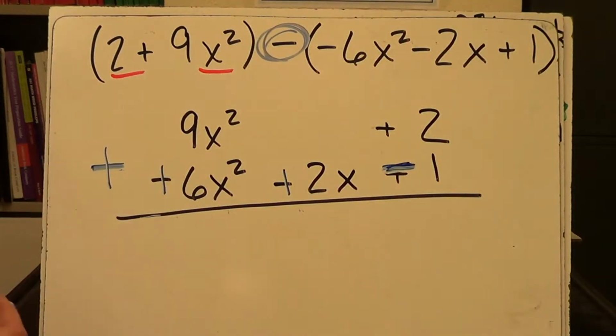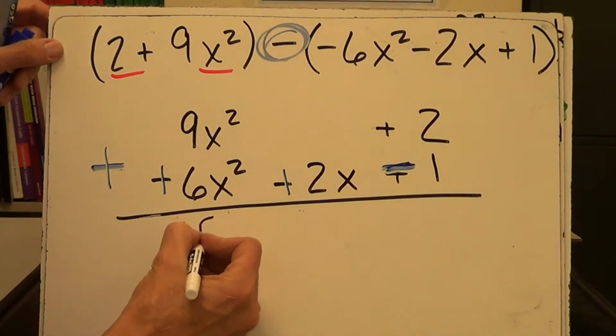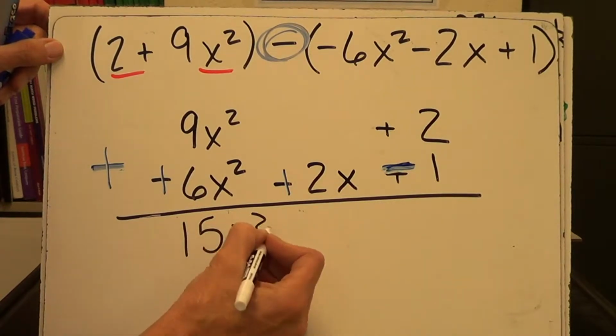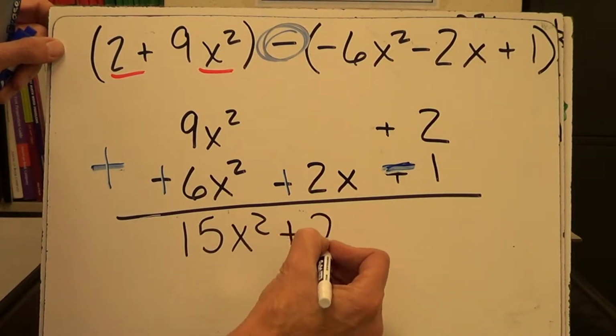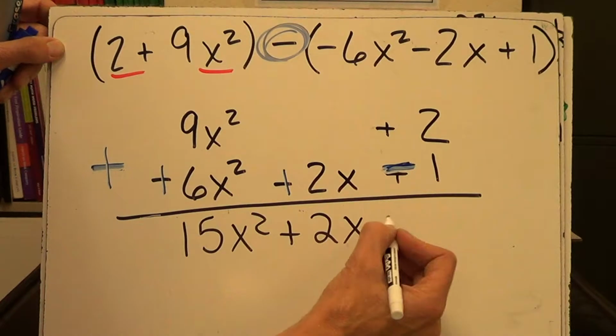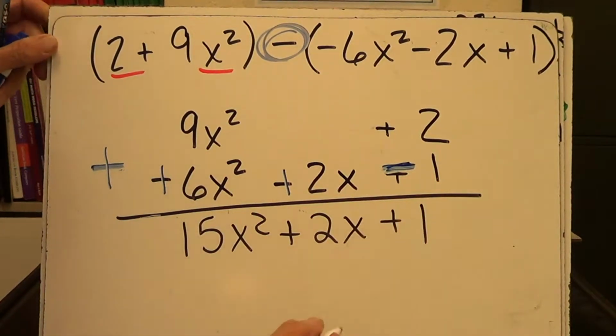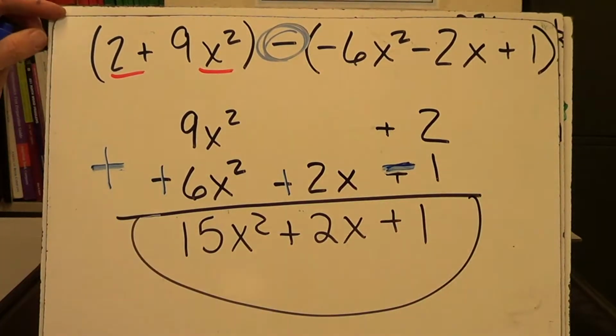Now I just add 9x squared plus 6x squared would be 15x squared. I have the 2x, and I have 2 minus 1. That's my final answer.